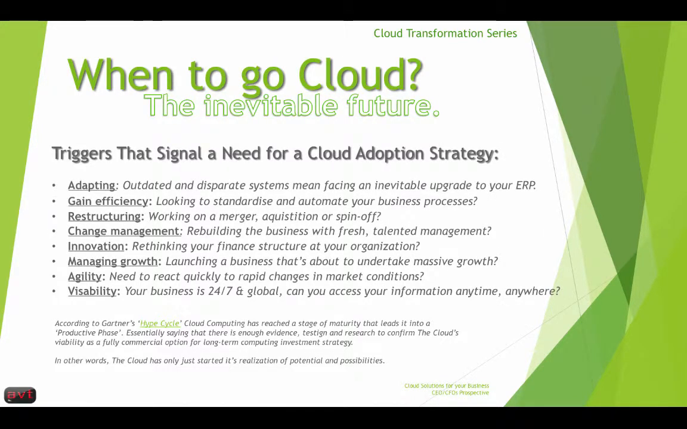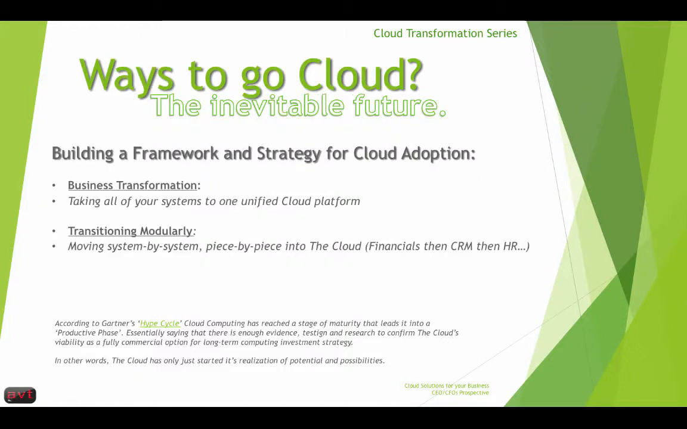And here, when to go cloud. So we've put together some triggers that signal a need for a cloud adoption strategy. So you can break these down and really have a nice read and think about how it does impact your business currently. So the triggers: adapting, gaining efficiency, restructuring, some change management within the organization, innovation, managing growth, agility, and visibility. So we know that these are key triggers that always signal a need for a cloud adoption strategy.